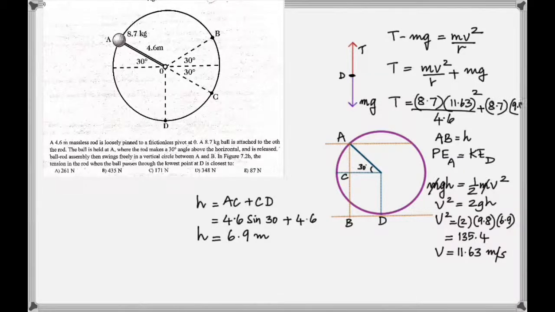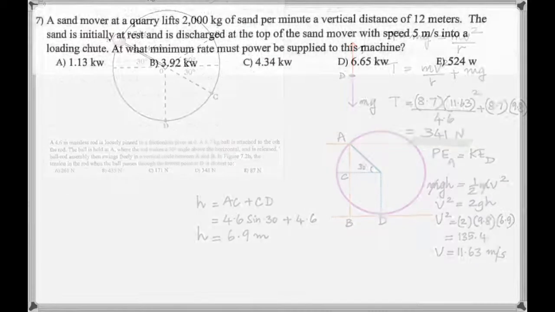Okay, plus mg, which is 8.7 times 9.8, and that gives 341 Newton. So that's how you do this problem. Here is the second question.